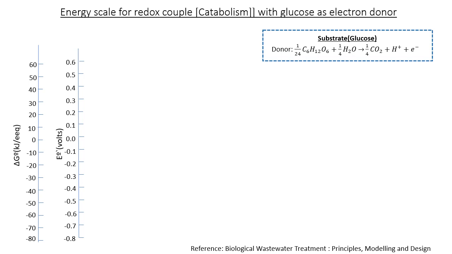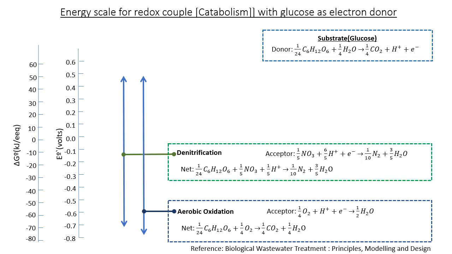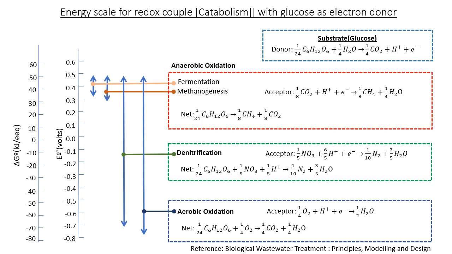The energy scale for the redox couple of catabolism for different organisms in the treatment process, with glucose as electron donor, is shown in the figure. The aerobic process requires the most energy for catabolism to occur, whereas the anaerobic process requires the least, as shown in the figure.